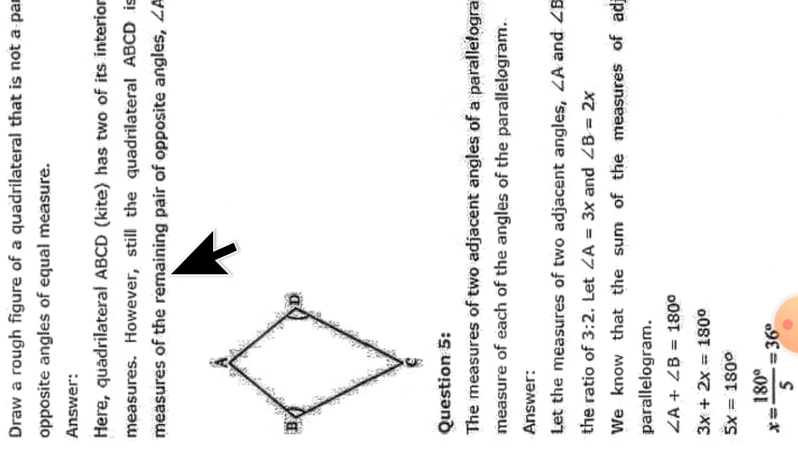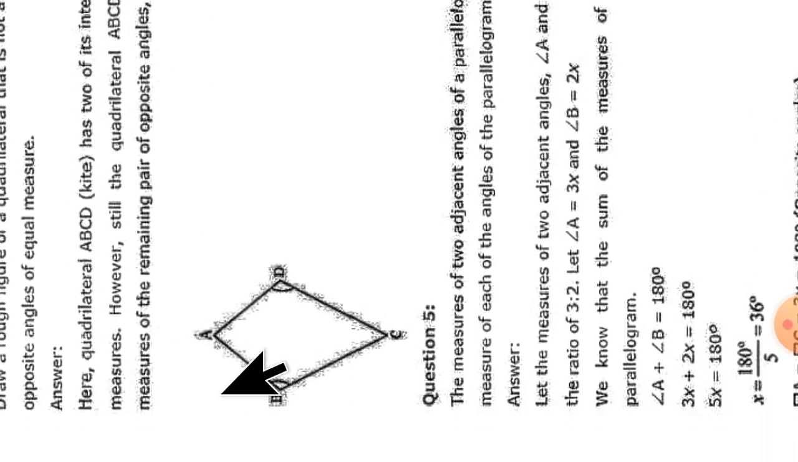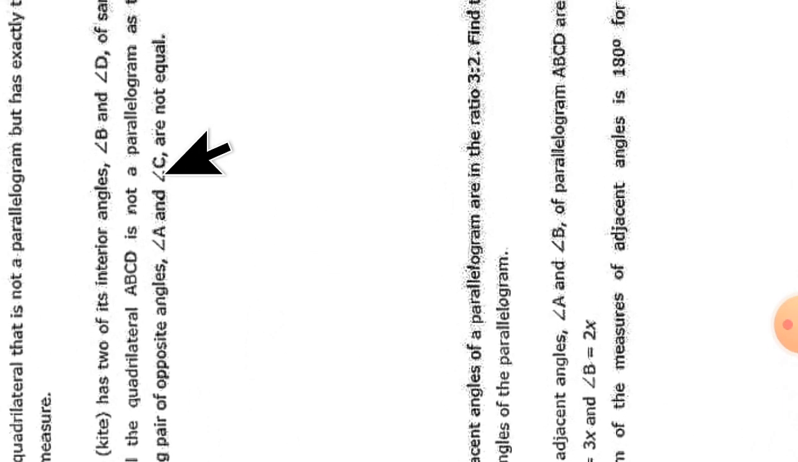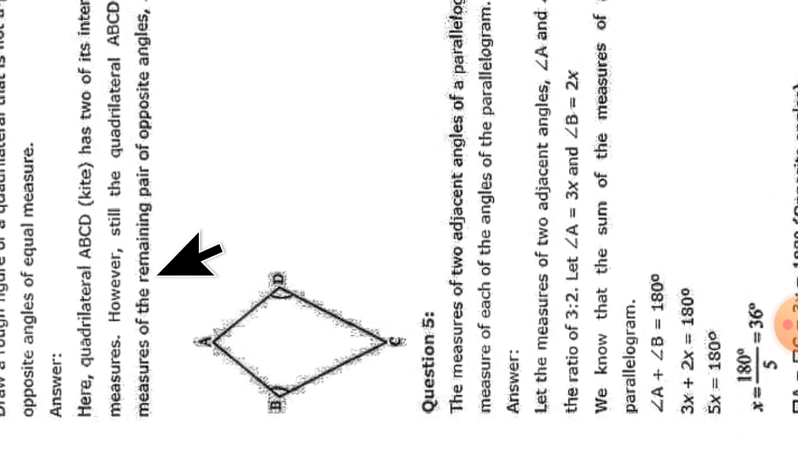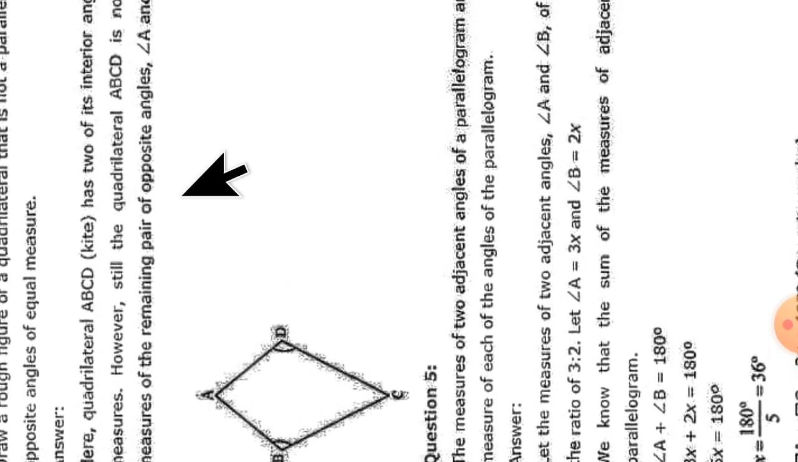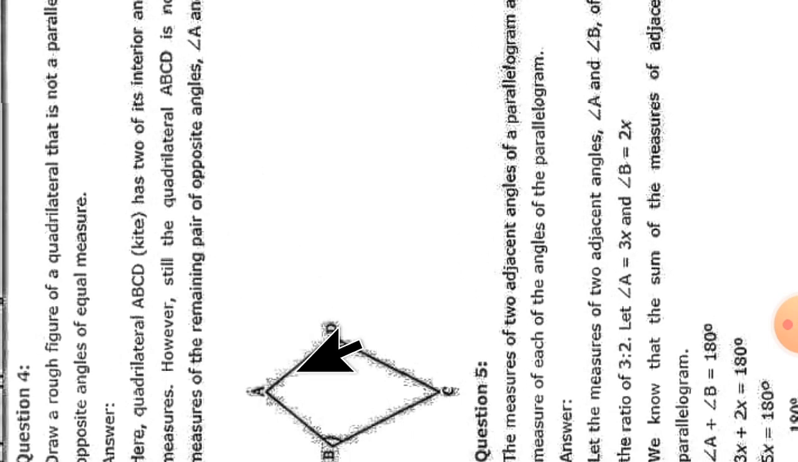Here quadrilateral ABCD, that is the kite, has two of its interior angles, angle B and angle D, of the same measures. So you can see here angle B and angle D are of the same measures, but still the quadrilateral ABCD is not a parallelogram as the measures of the remaining pair of opposite angles, that is angle A and angle C, are not equal. So these two are of equal measures but angle A and angle C are not equal. So the figure is a kite.